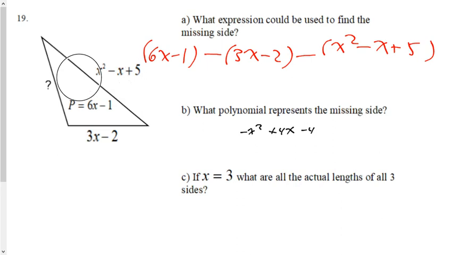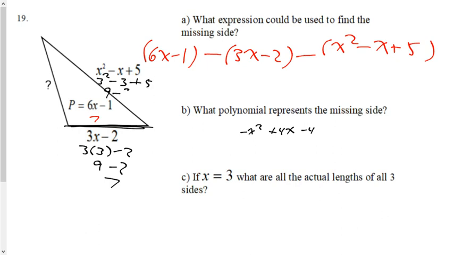So if x equals 3, what's this side right here? 9 minus 2, correct? Which is 7. So this side length would be 7. If x equals 3, then 3 squared minus 3 plus 5 is 9 minus 3 plus 5, which is 6 plus 5. This side would be 11. Agreed?